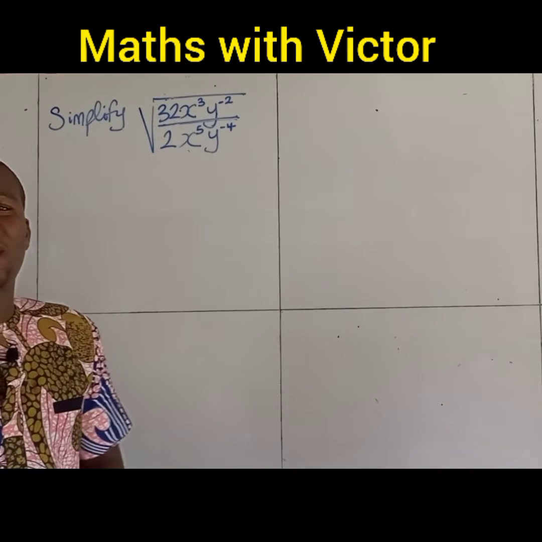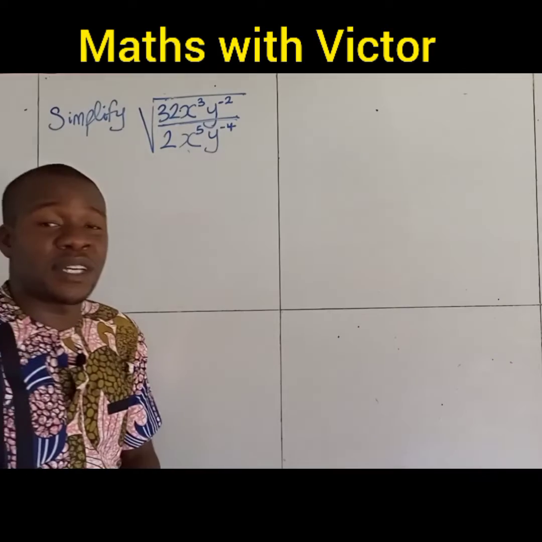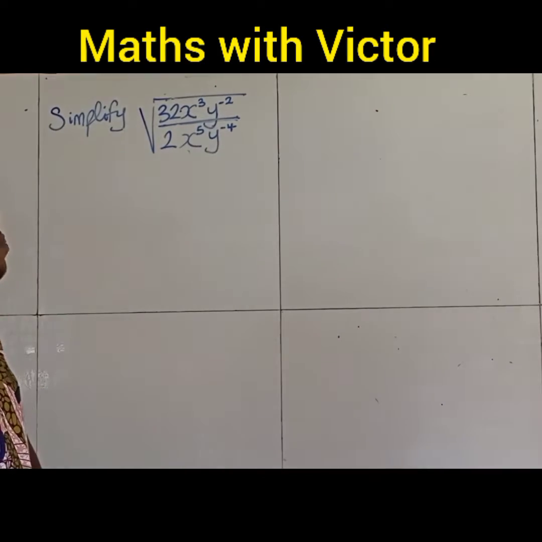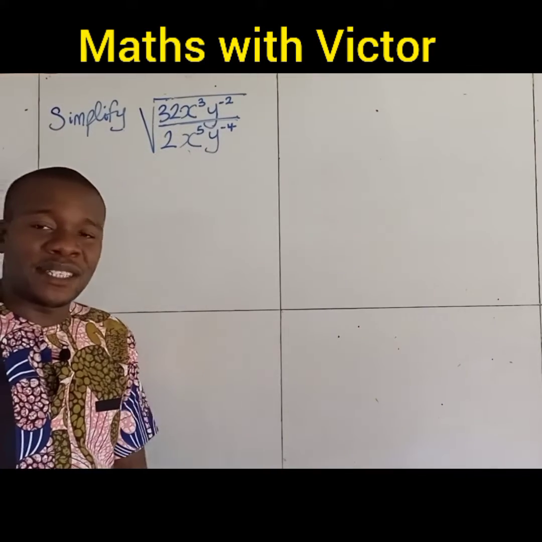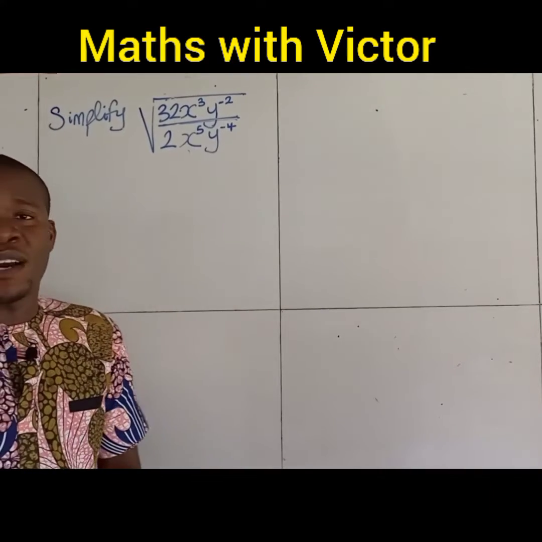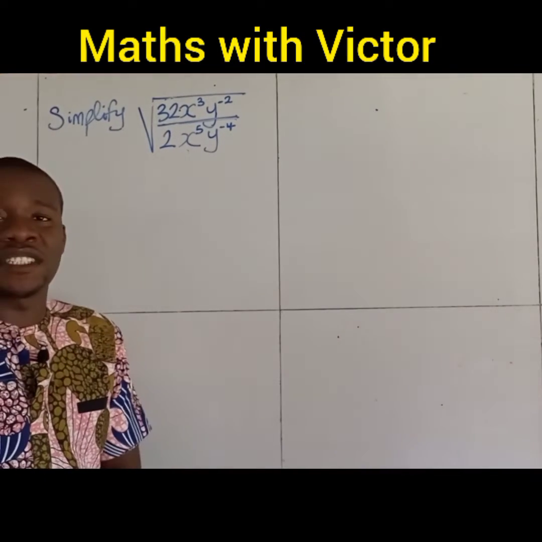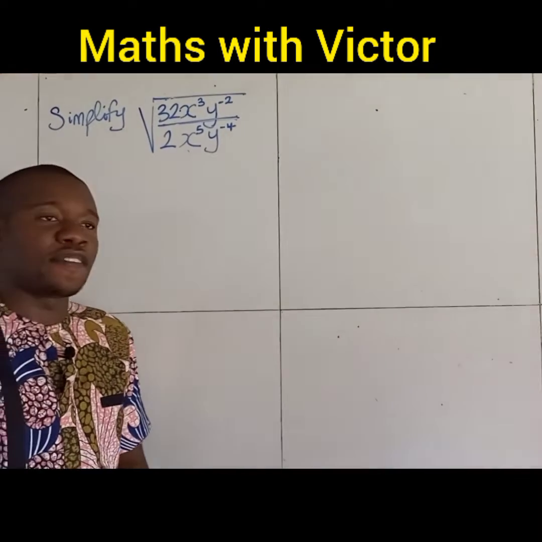Today, we want to apply our knowledge of the laws of indices to simplify this expression: square root of 32x to the power of 3 y to the power of minus 2 all over 2x to the power of 5 y to the power of minus 4. We can easily simplify this expression by applying the laws of indices.